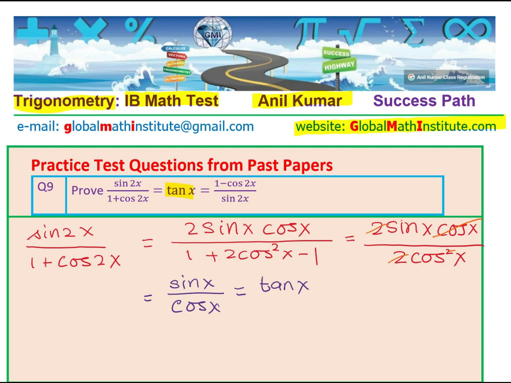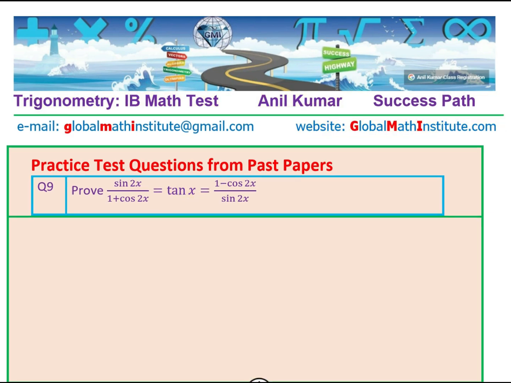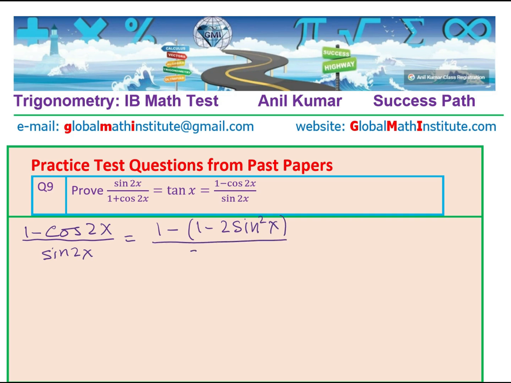may make it difficult to solve. Let's take part B, in which we'll start with the right hand side. In this case, it is 1 minus cos 2x over sin 2x. So this time we want to cancel 1. So better to write 1 minus 2 sin square x over sin 2x as 2 sin x cos x, right?